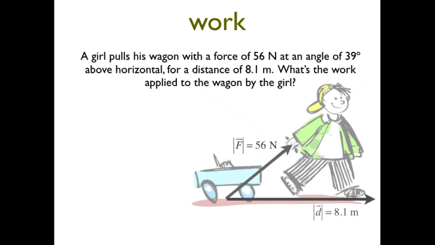And so that's the magnitude, right? The magnitude of F is 56 newtons, and the magnitude of D is 8.1, and I'm showing their directions as arrows, right? So can you write vectors F and D in component form? We should be able to.